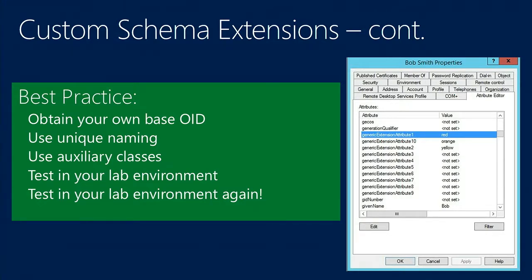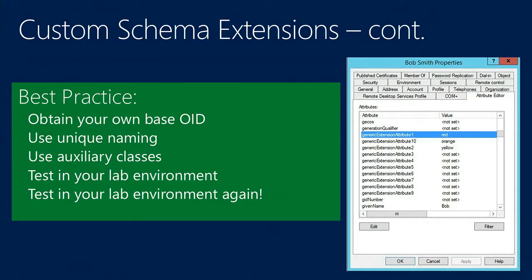The other thing is Microsoft also recommend don't touch the base classes within AD. So we're talking about things like the user class, the computer class, the group class, organizational unit class. Rather create what's known as an auxiliary class. So you create your attributes, you basically link them to newly created auxiliary classes, and then you link and associate those auxiliary classes with the base classes.